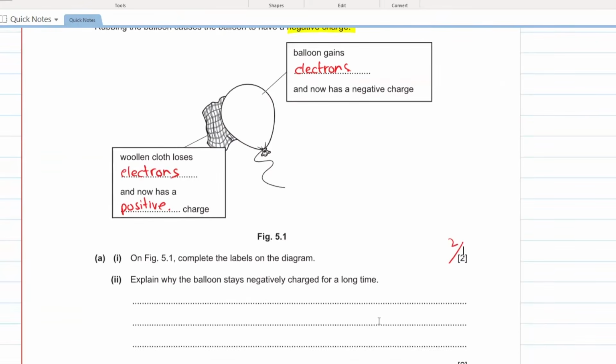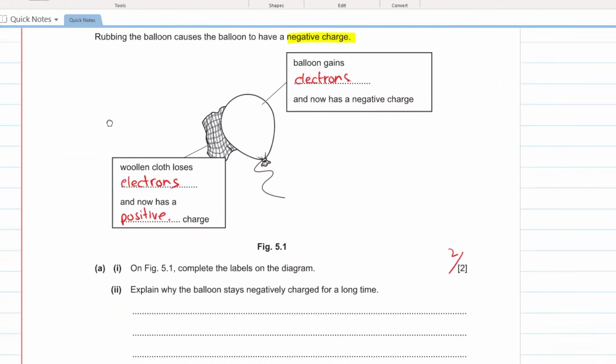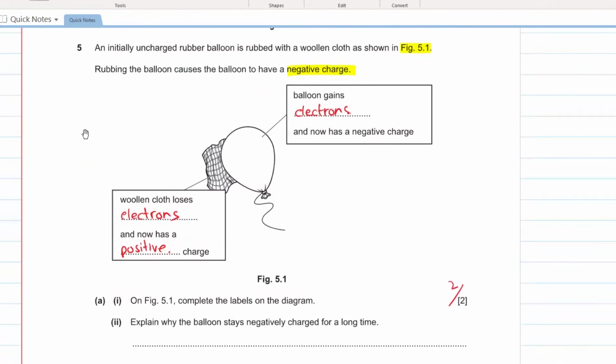Explain why the balloon stays negatively charged for a long time. What a beautiful question to ask. Why does the balloon remain negatively charged for a long time? What is the balloon made up of? Rubber. The balloon is made up of rubber, and rubber is an insulator.